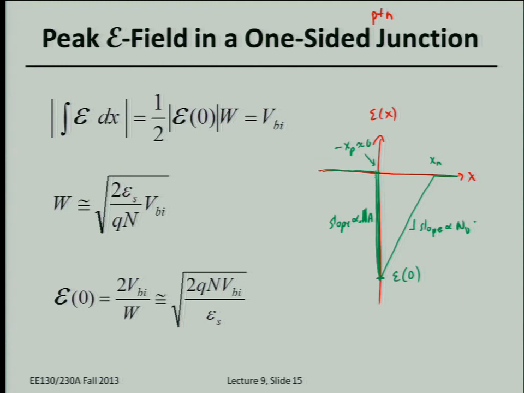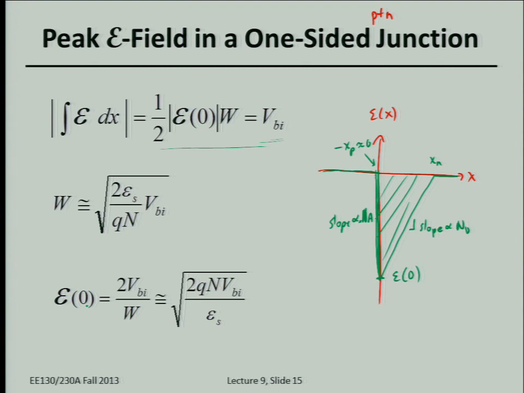So you can use the equation for a right triangle, 1/2 times the height times the width of the base. And the integral of the electric field at equilibrium is just the built-in potential. So the area of this triangle is just equal to the built-in potential. Then we can solve for the depletion width. We already kind of did that on the previous slide. But now we can have an equation for the peak electric field. And that's not too surprising.